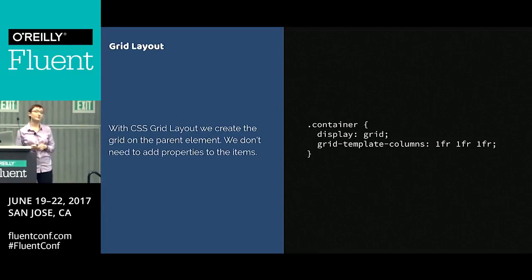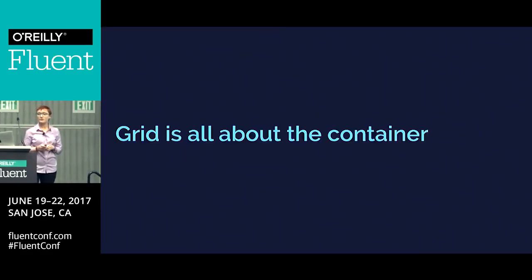So grid is different. We do all of our grid creation on the parent. And the only other layout method, really, that does anything similar is multi-column layout, which very few people use because it's really buggy. But that's kind of the only other layout method which is similar in a way to grid, that you do something on the parent and then it defines the tracks. So grid is all about the container.